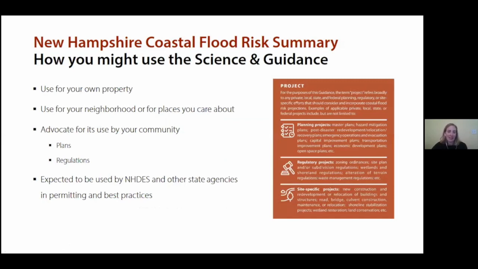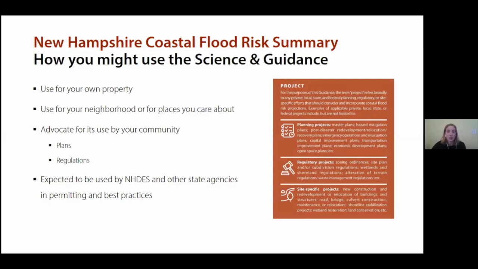So how should you be thinking about using the New Hampshire Coastal Flood Risk Summary and more specifically the guidance in your own respective contexts? If you're in a coastal New Hampshire community, the guidance might be applied to your own property, to your neighborhood, to places that you care about, like the beach, for example, or for projects that you work on. Coastal community representatives and state agency representatives should consider adopting the guidance or using relevant aspects of it in plans, in regulations, and in investment decisions that they manage or oversee.